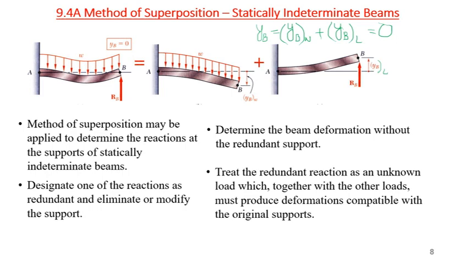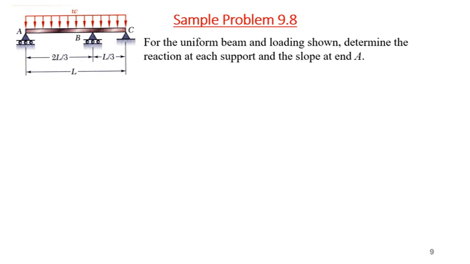So again, let's see a problem. This is sample problem 9.8. That is using the method of superposition to find a reaction, and also we have to find the slope at end A. So we have to find the reactions at A, B and C, and what is the slope at A?